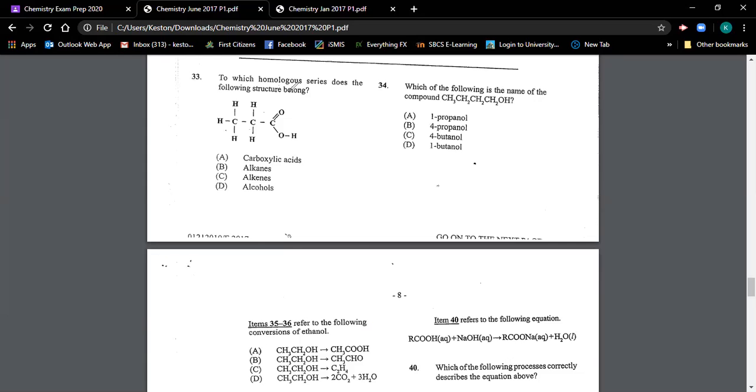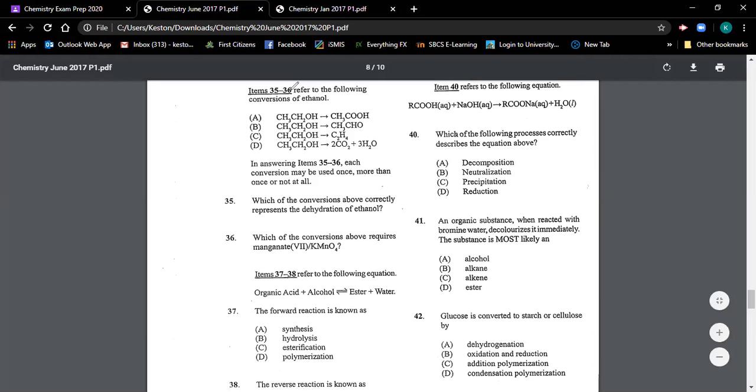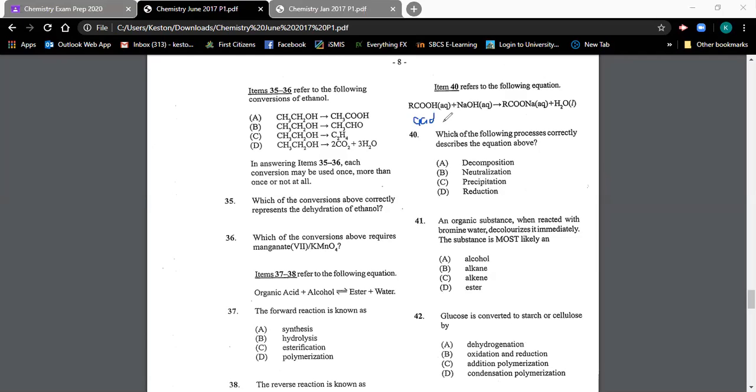40. Which of the following processes correctly describes the equation above? So I am seeing an acid here, a base, a salt, and water. What's the reaction when an acid and a base, I'm going to say alkali, give salt and water? This is a neutralization reaction.